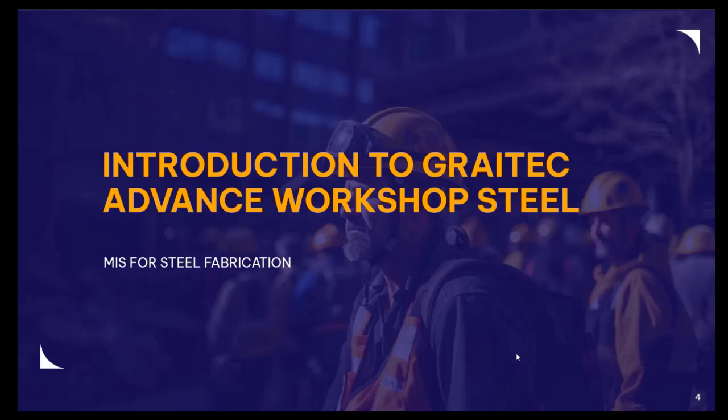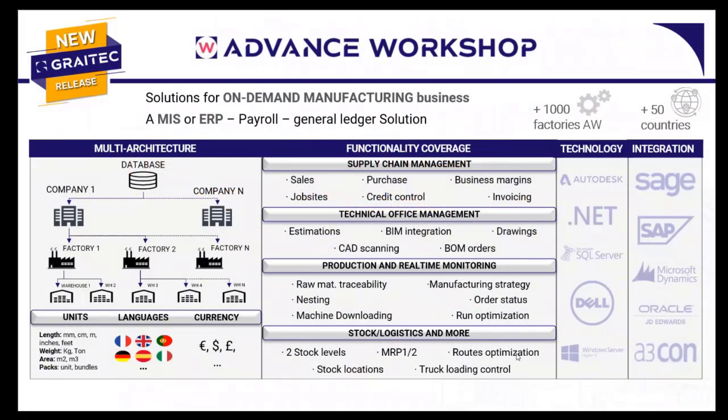So let's take a quick look at GRAITEC Advanced Workshop Steel. In short, Advanced Workshop is an MIS. It's a management information system. It is a multi-architecture solution, which means you can have multiple company profiles, multiple factories, and warehouses linking to a single database. We can manage multiple units, languages, and currencies within the platform. And it's really meant to manage all actions within a steel fabrication business.